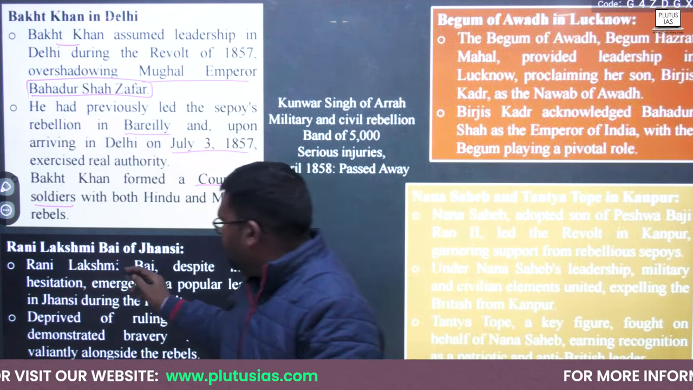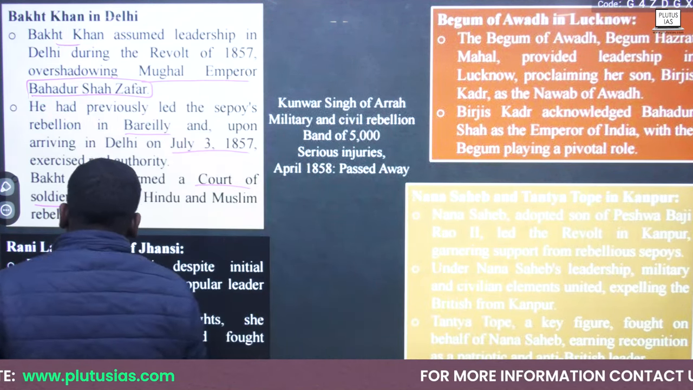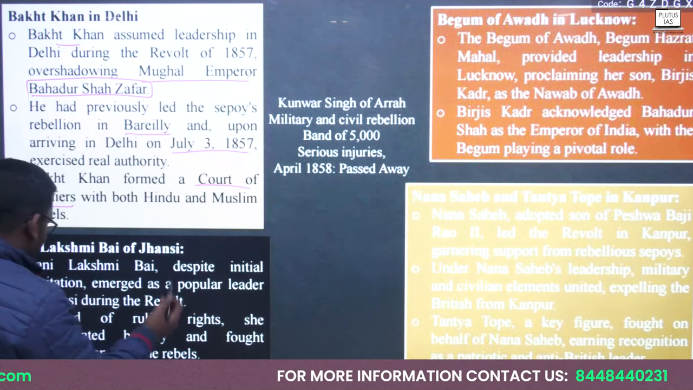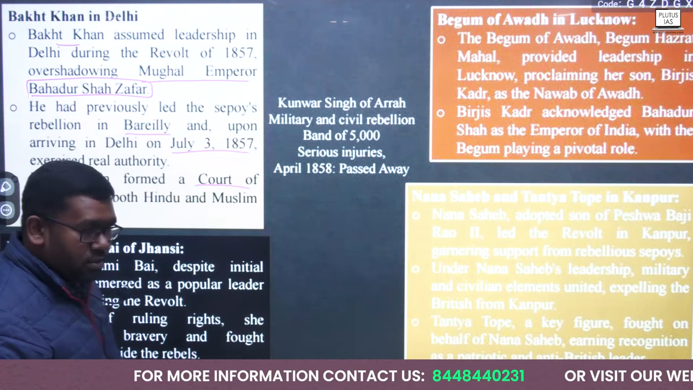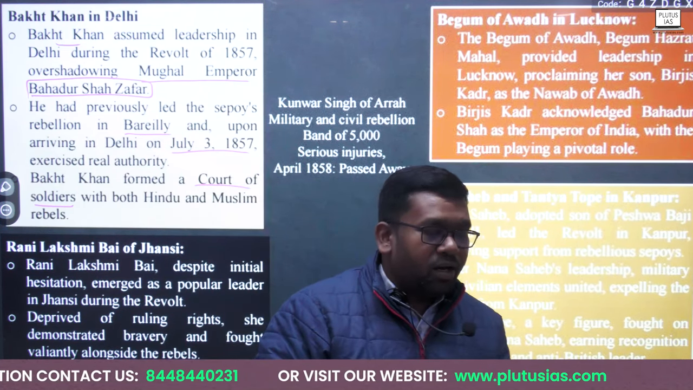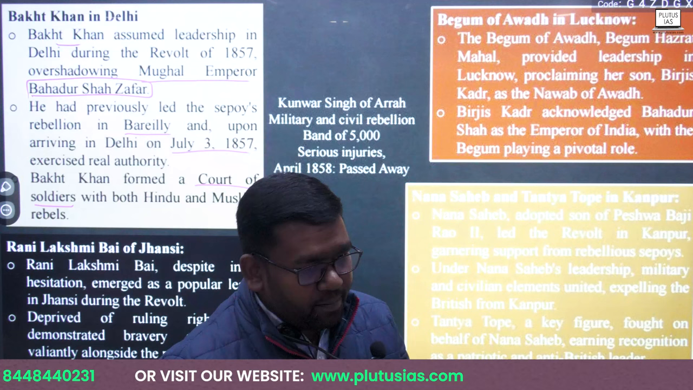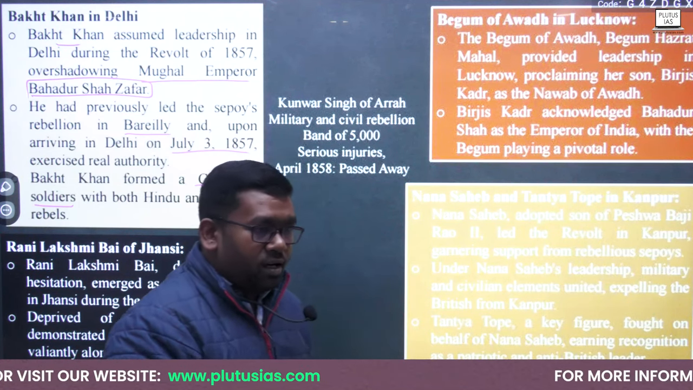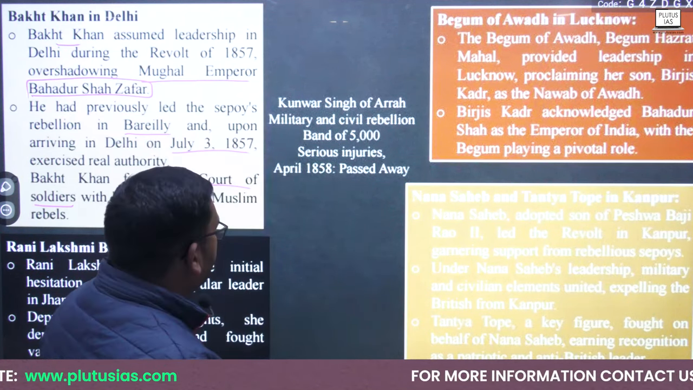and he was solving the disputes among the people. The second person is Rani Lakshmi Bai. Initially she had sent petitions to the British, saying that our land should not be captured, but her land was captured according to the doctrine of lapse because her husband had adopted a child. Okay, so this is the one.